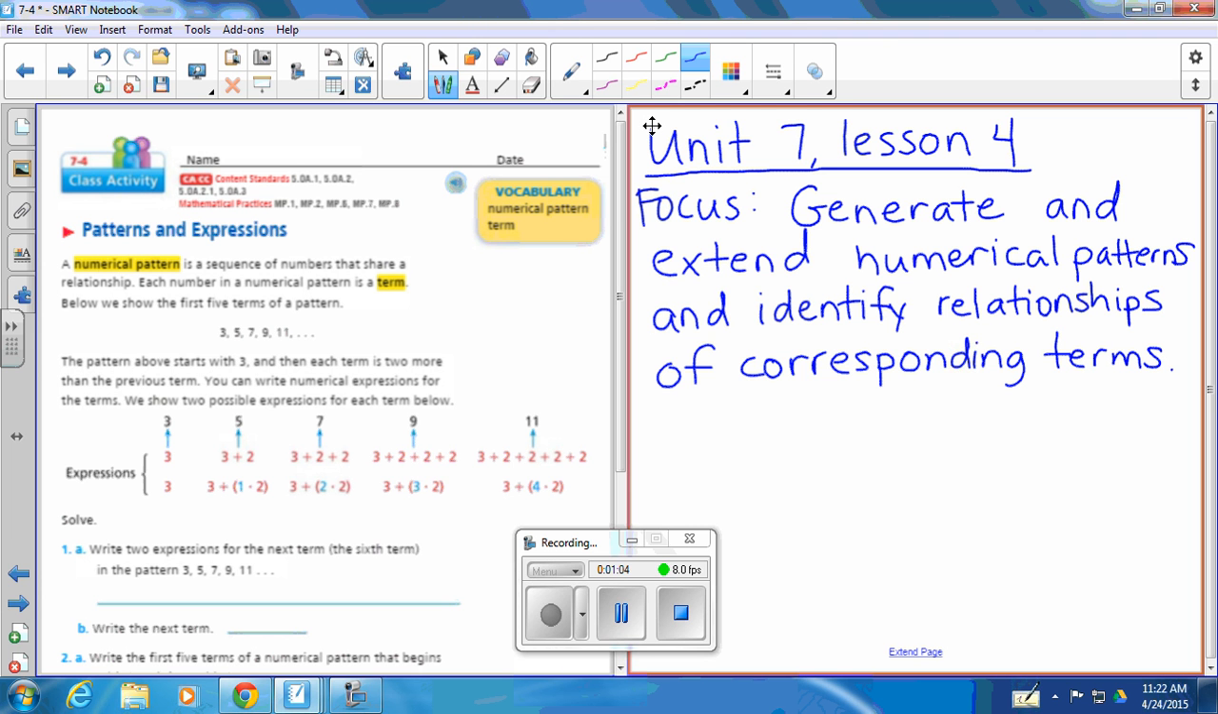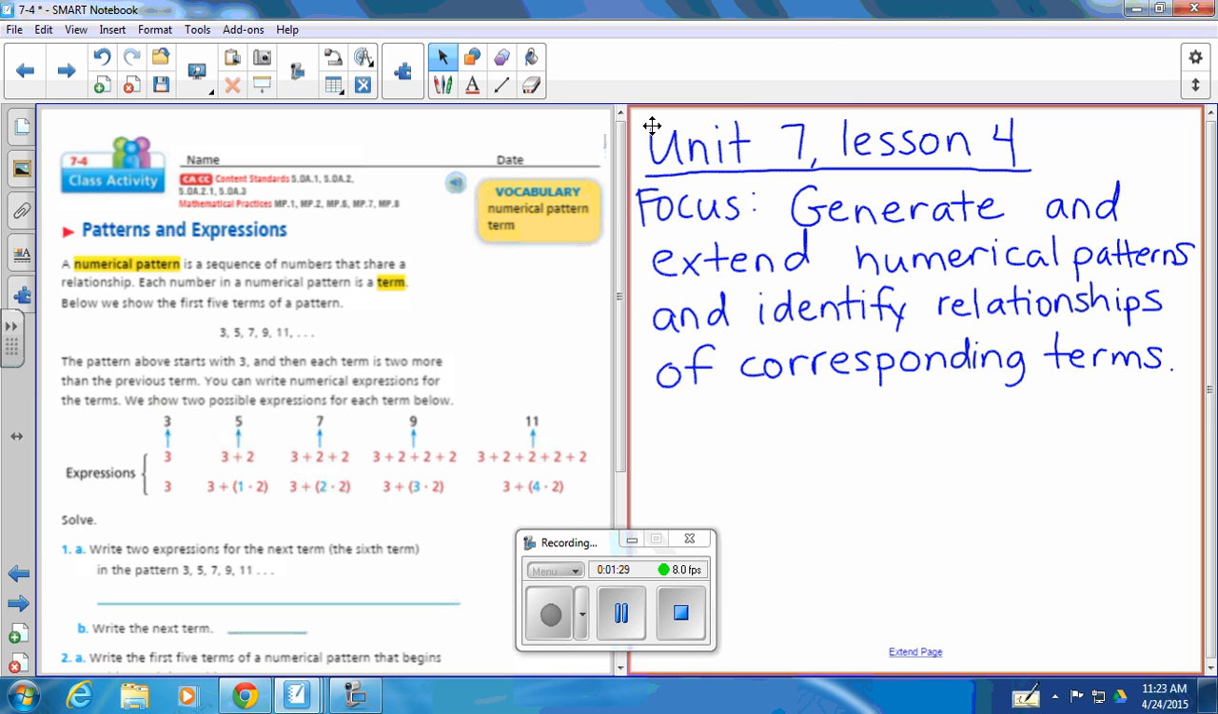Get that out of the way so you can copy that in your math notebooks. Okay, so generate means to create or make, and then we're going to extend. So we're going to make a pattern and then extend it further on to see how far we can go. And then we're also going to identify relationships. So we're going to look at how two numbers, corresponding terms, two different numbers, and what they have in common. Okay? So that's our focus for today.